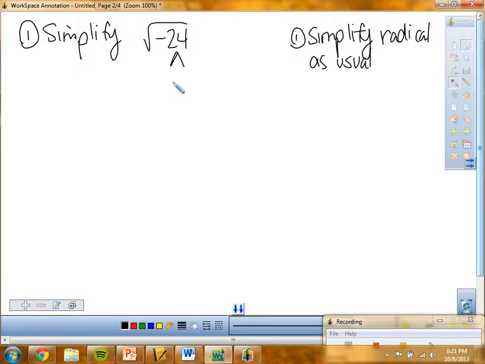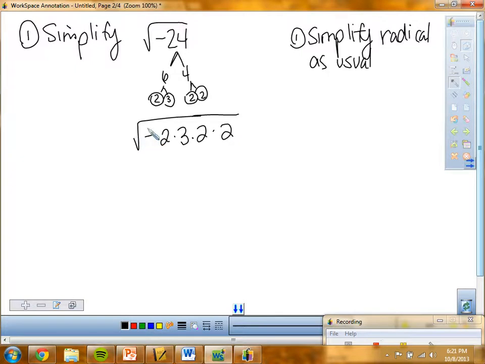So that's following our steps. I factor using a factor tree. I know that this is 6 times 4. 6 is 2 times 3, which are both primes. 4 is 2 times 2, which are both primes. I rewrite my radical with my negative, a 2, a 3, a 2, a 2. I check my index, which is the hidden 2, so I know that I want to look for groups of 2. This negative is kind of by itself. So really I have a group of 2, and then these other things are left over.